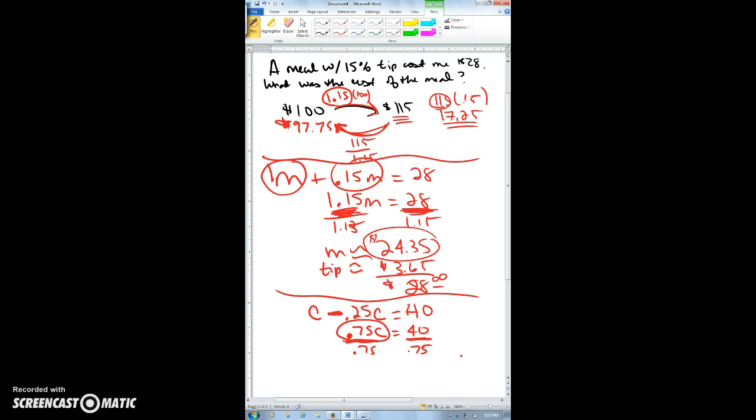And so if I took 40 divided by 0.75, I would end up getting $53.33. All right, I hope this explains why you can't just do the 15% or the 25% times the result, that you have to go back and divide to undo the multiplication. If not, I can make another video and try to clarify that.